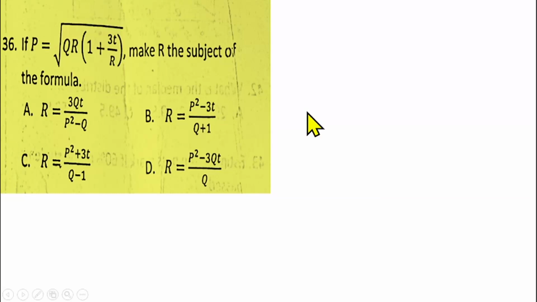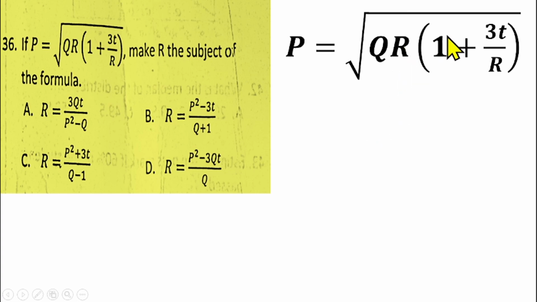Question number 36 is from change of subject of formula. If P is equal to the square root of QR into bracket 1 plus 3T over R, we have to make R the subject of the formula. The R we are looking for is already caged by this square root. You need to get rid of the square root first. And how do we remove square roots? By finding the square of both sides.